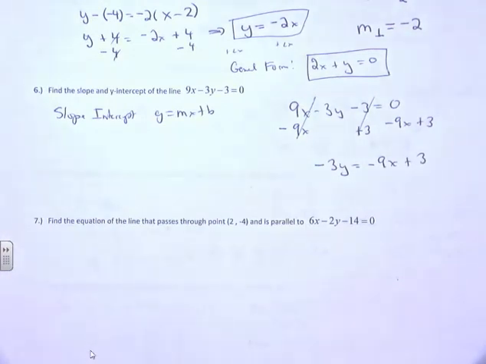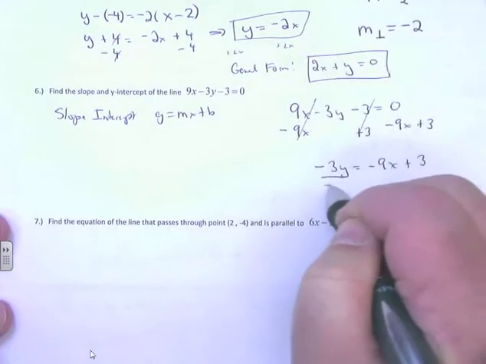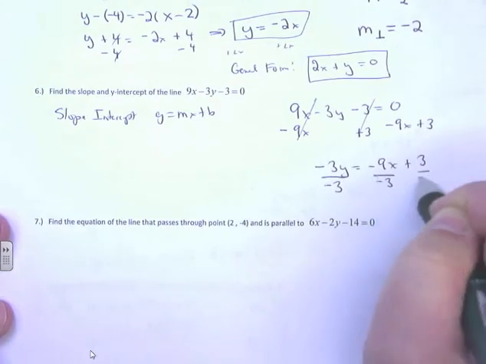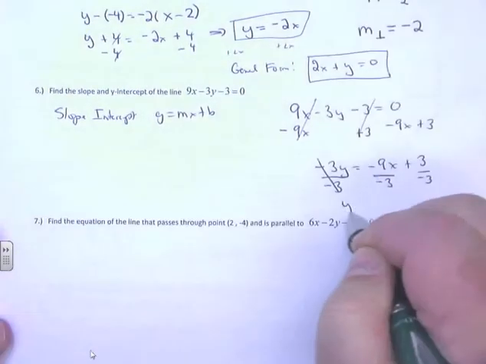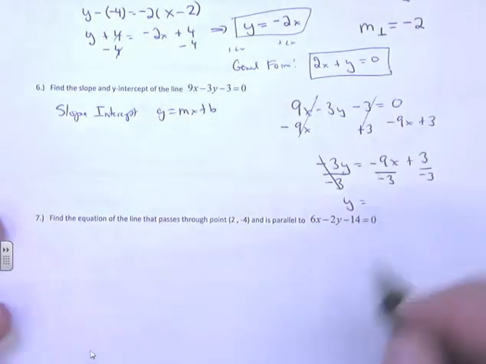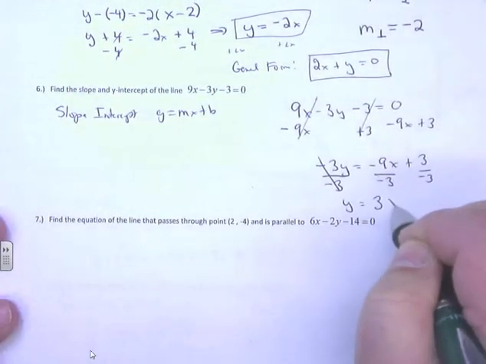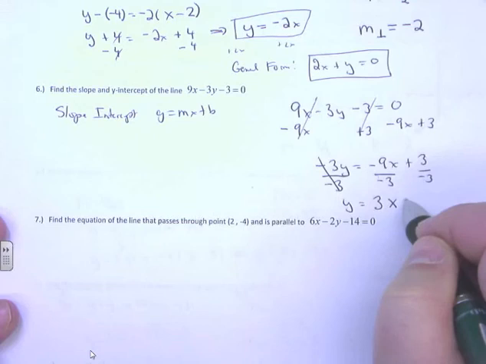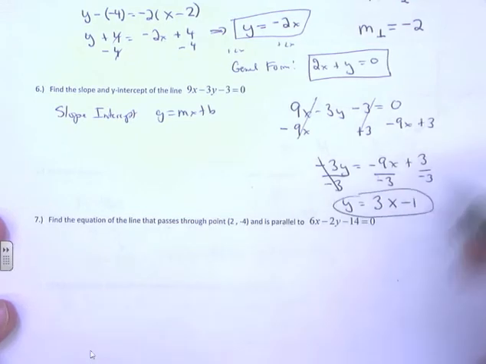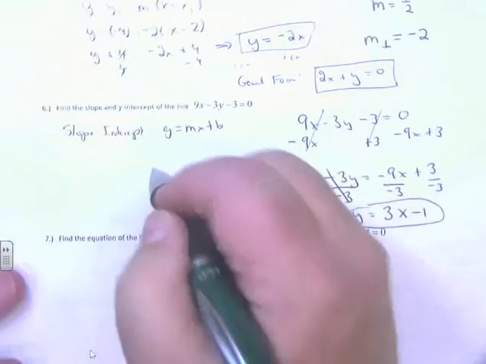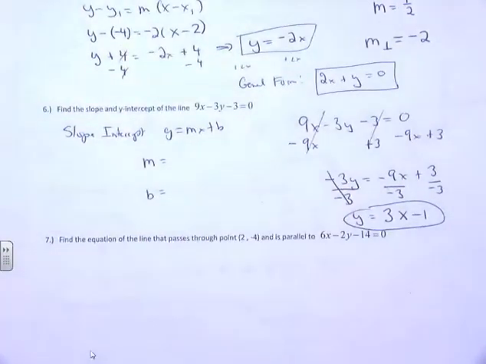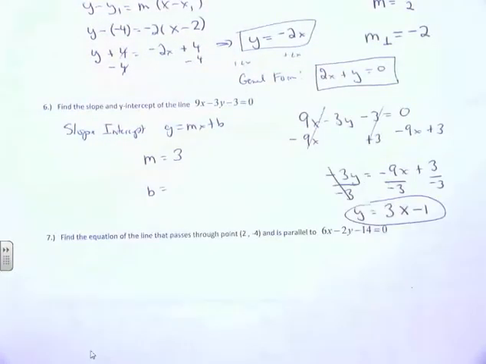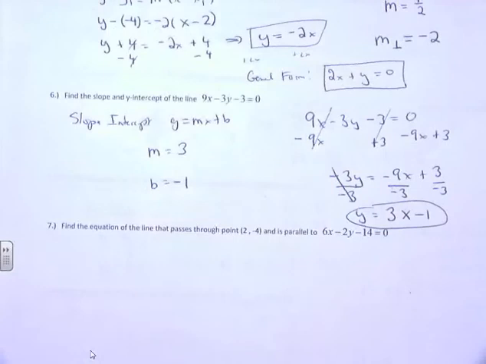What's your next move? Divide by negative 3 to get solved for y. But what I do to one side, I do to the other. What I do to one term, I do to all terms. The coefficient in front of the y cancels. You're left with y equals, what is negative 9 divided by negative 3? Positive 3x. What is 3 divided by negative 3? Negative 1, so there's my line. Now, please tell me, what is my slope? What is my y-intercept, known as b? What's the slope? 3. What's the y-intercept? Sign goes with it, negative 1.